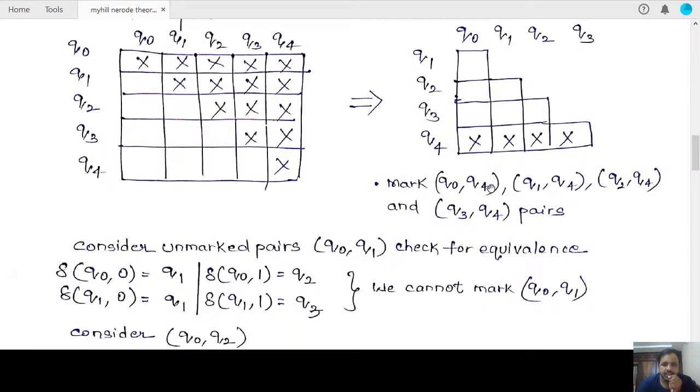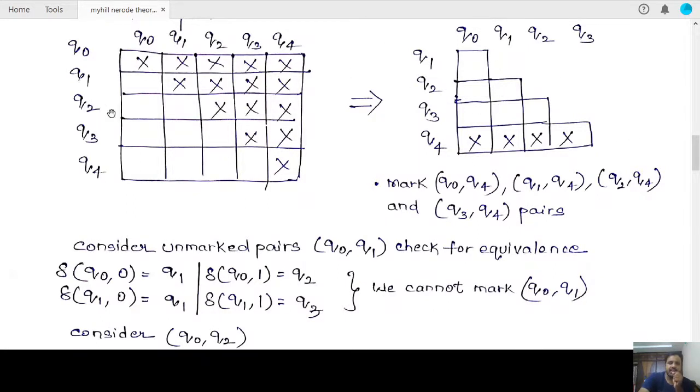Next one, that means Q1 Q4. Q1 is a non-final state and Q4 is the final state, right? Q2 is a non-final state, Q4 is the final state, right? Then Q3 comma Q4. Q3 is a non-final state, Q4 is a final state, right? So anyhow, to make this discussion concise, I would say whatever the final state is in that particular row, mark it with a cross. So Q4 is a final state, so mark the entire Q4 row with a cross. So this is the modified table, right?